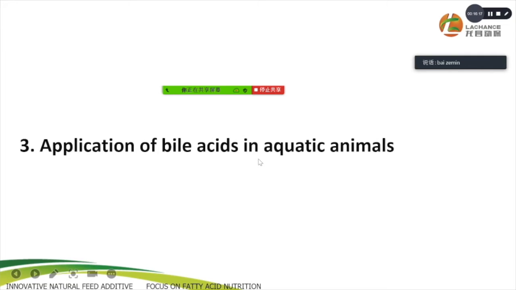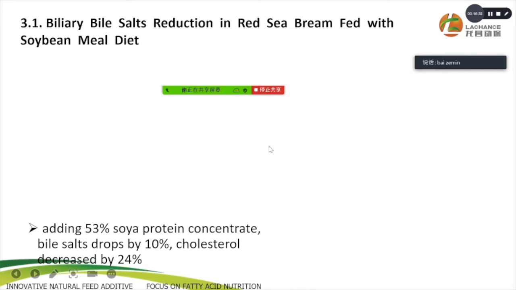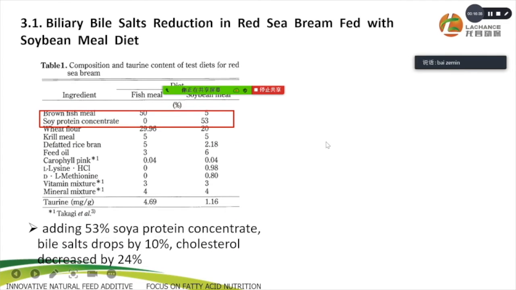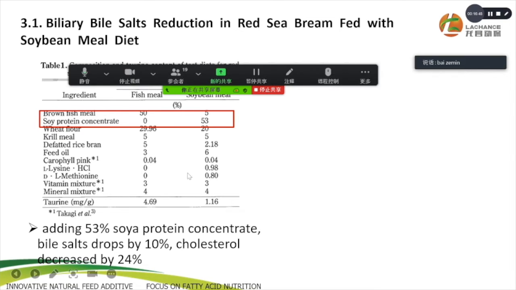And the third part is the application in aquatic animals, but actually for poultry, for ruminants, for swine, it is also quite commonly used in China. Okay, I will just share a few papers and research that have been done in aquatic animals. If you Google, you can find plenty of research on this.